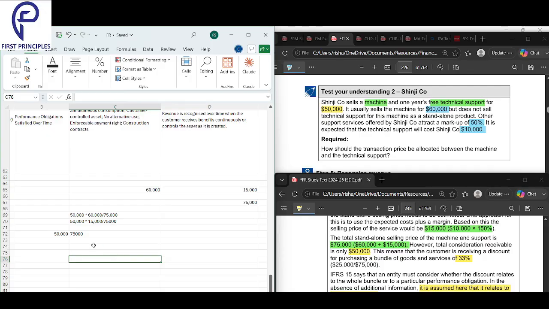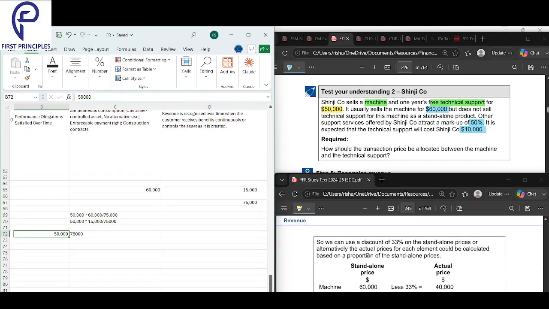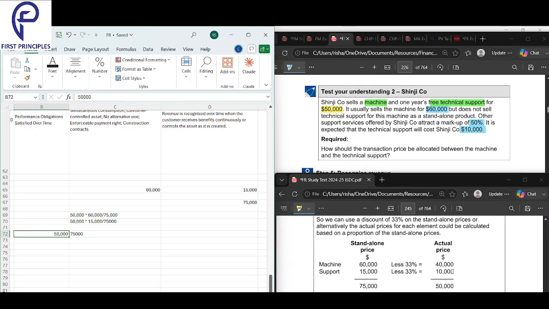Ideally, the cost would have been 75, but we are paying only 50. So how should the transaction price be allocated between the machine and the technical support? They should be allocated like this. Let's find out how much the allocation is here.